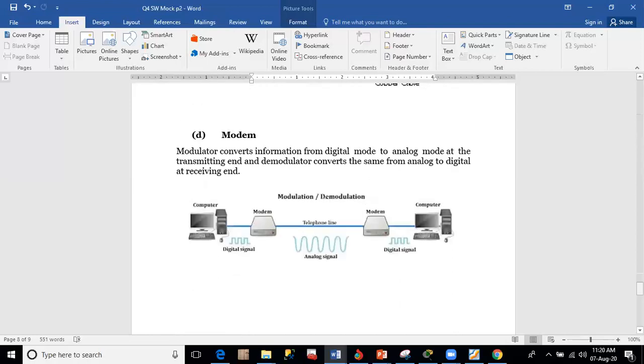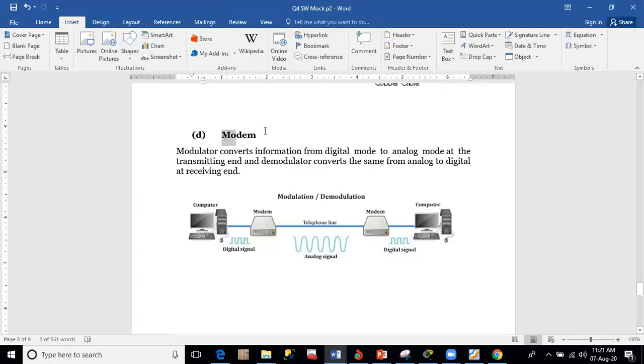Okay, talking about the modem. The modulator converts information from digital mode to analog mode at the transmitting end, and the demodulator converts the same from analog to digital at the receiving end. What is a modem? A modem is simply a device that acts in the network at two levels: one at the level of the sender, and one at the level of the receiver. When we talk of modem, we have two syllables. You have MO, which stands for modulation, and we have DEM, which stands for demodulation.